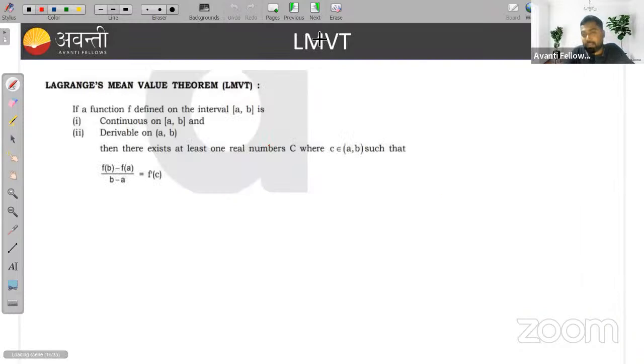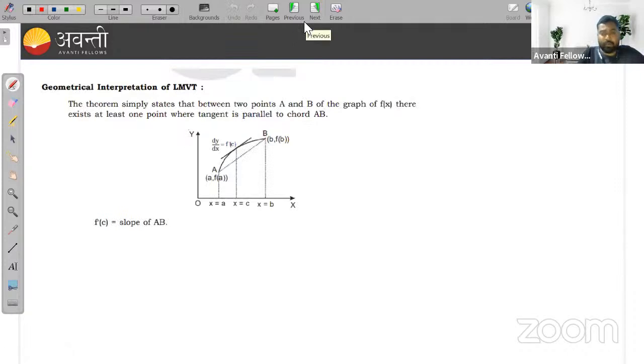Let's move to the next topic, that is Lagrange's mean value theorem. Lagrange's mean value theorem says if a function f is defined on the closed interval [a, b], is continuous on the closed interval [a, b], and is differentiable on the open interval (a, b), then there exists at least one real number c belonging to the open interval (a, b) such that f of b minus f of a upon b minus a is equal to f dash of c.